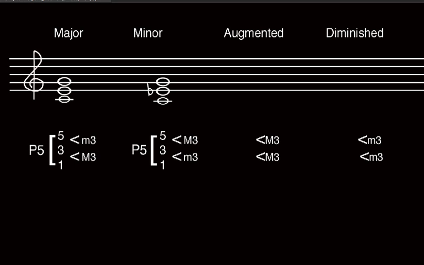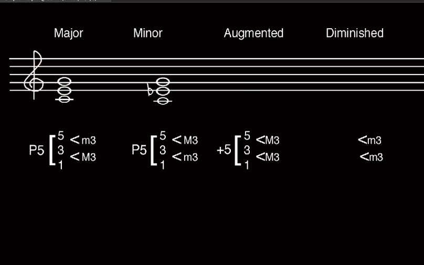Next, we have the augmented triad. So let's use the C chord again. For the augmented triad, however, we're going to have from the root, or the first, to the third note of the chord, a major third, and from the third to the fifth of the chord, also a major third. So we have two major third intervals, and then from the root to the fifth of the chord, we're going to get an augmented fifth. So this is how we derive an augmented triad.